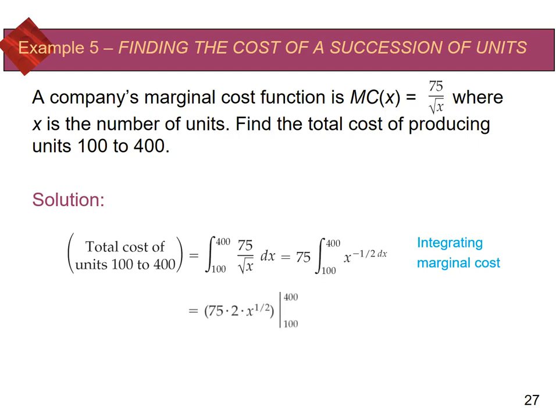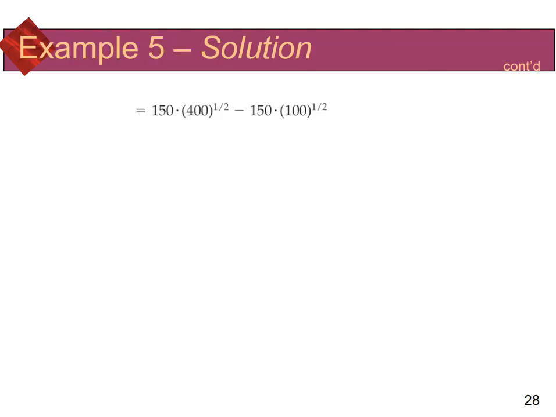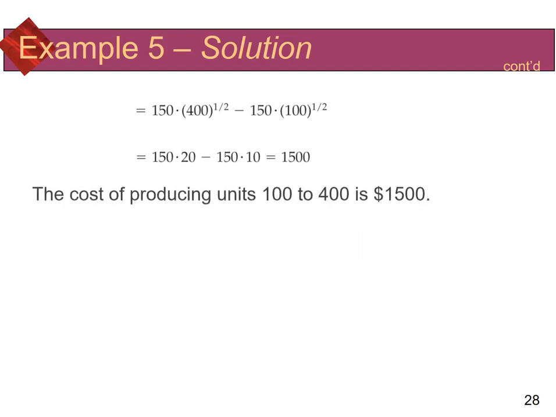I would get 75 times 2 times x to the 1/2 power, because x to the 1/2 power is what I get when I add 1 to the exponent. If I divide by 1/2, that's like multiplying by 2. I'm going to evaluate this for values between 100 and 400, so I plug in the 400, I plug in the 100, I evaluate and carry through the subtraction, and I get 1,500. So the cost of producing units 100 to 400 is $1,500.